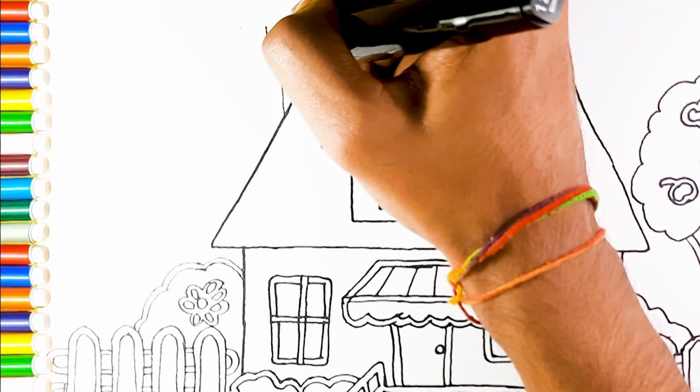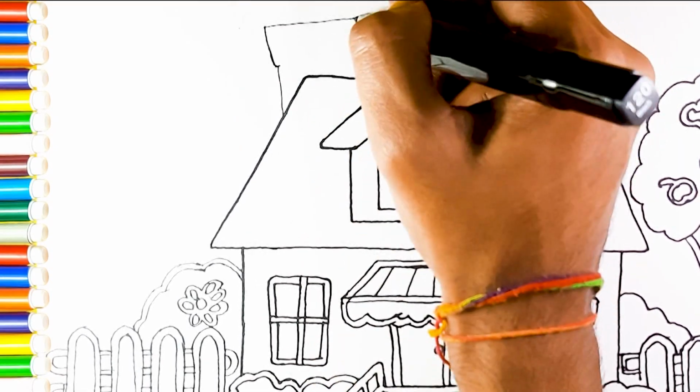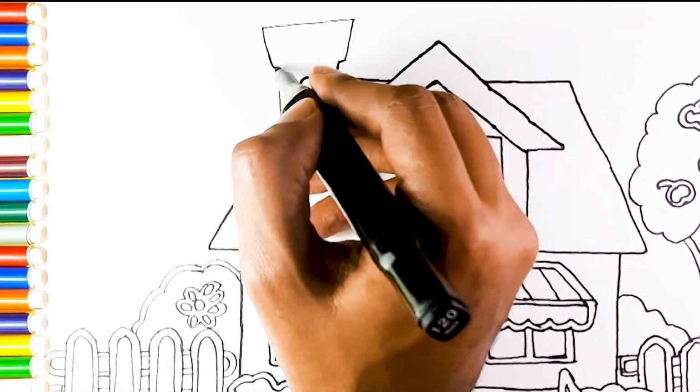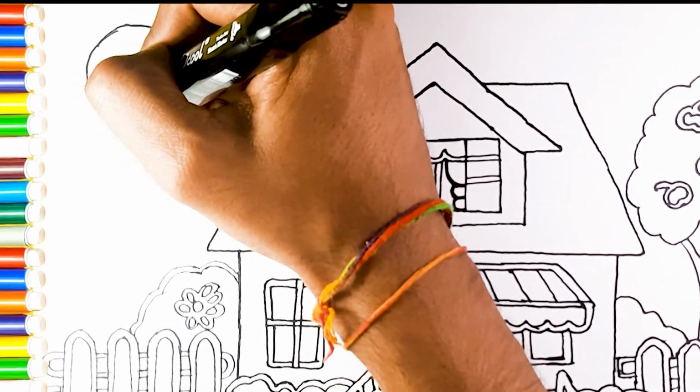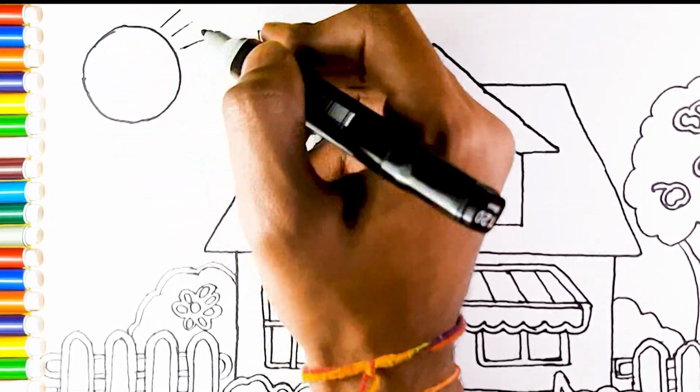After, draw one chimney on the top of the house. And don't forget to draw a shining sun in the sky.